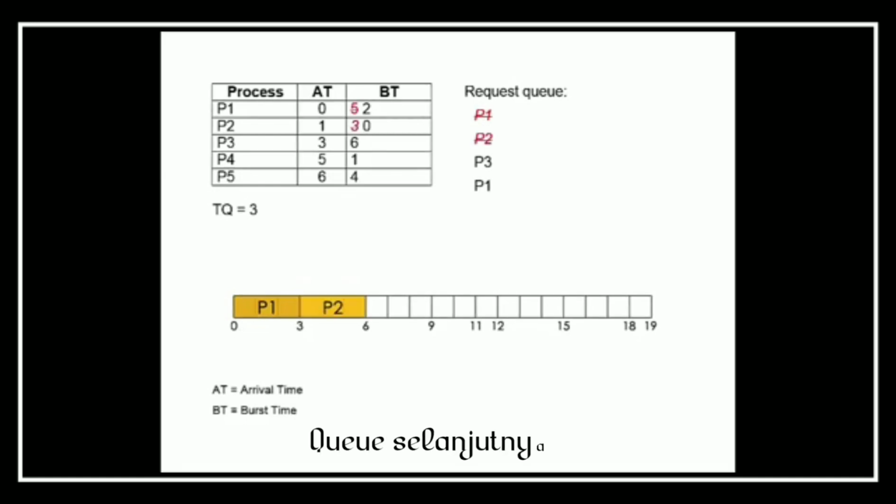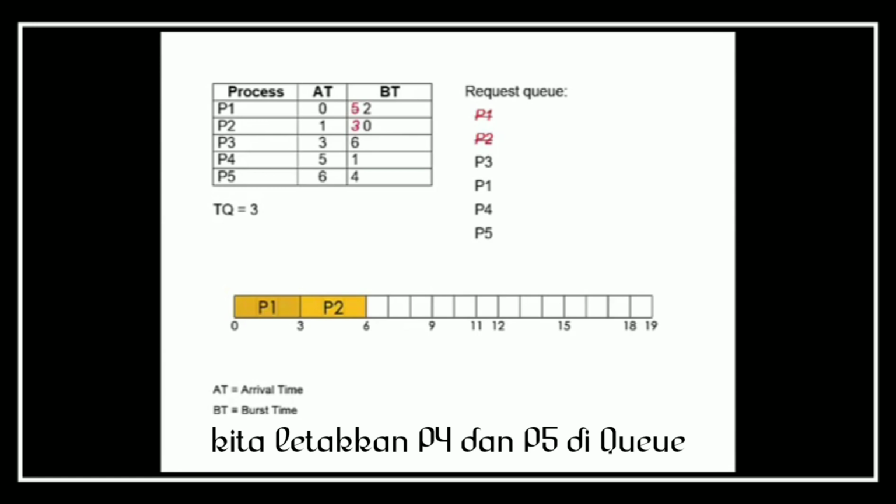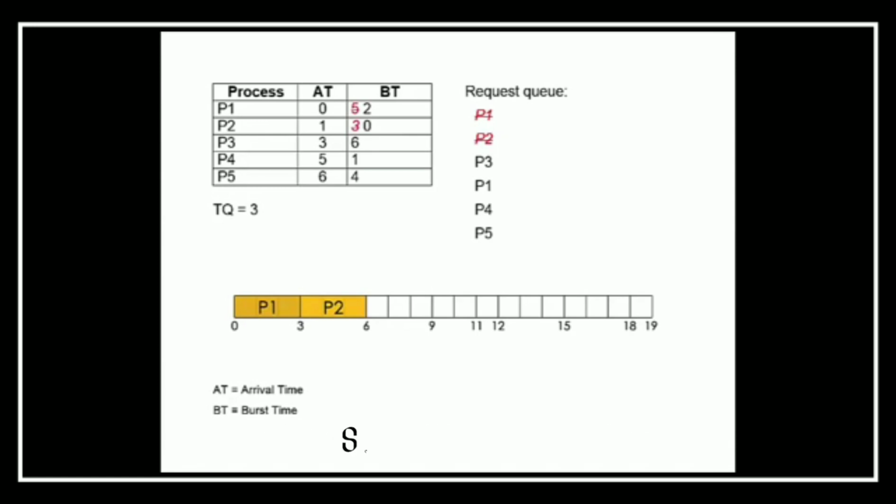Next in queue is P2. So we execute P2 for 3 seconds, so it's from 3 to 6. And now, the remaining time left for P2 is 0, so the process is completed and does not go back on queue. So within 6 seconds, we have P4 and P5 arriving in the CPU. So we put P4 and P5 in the request queue.